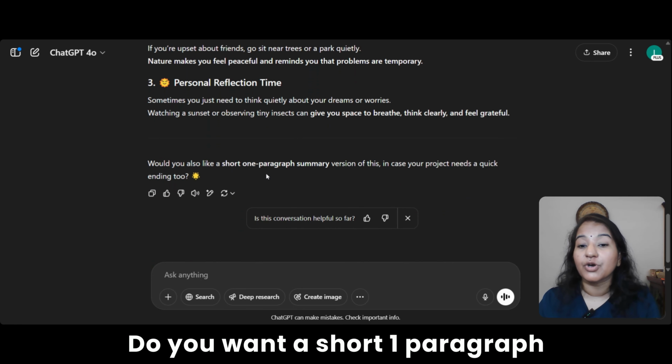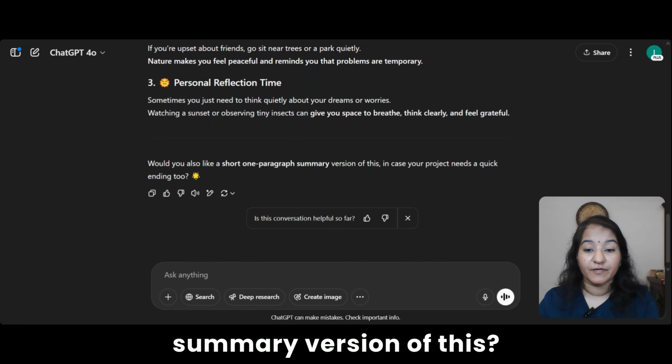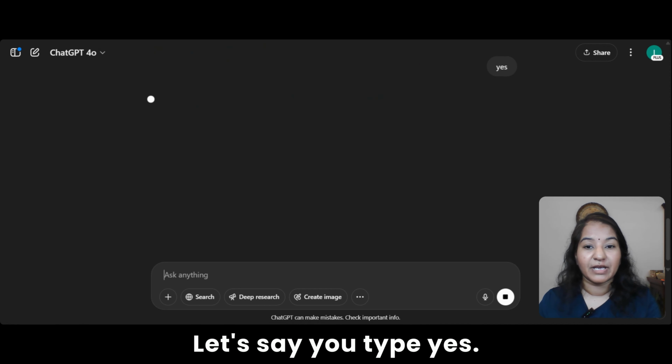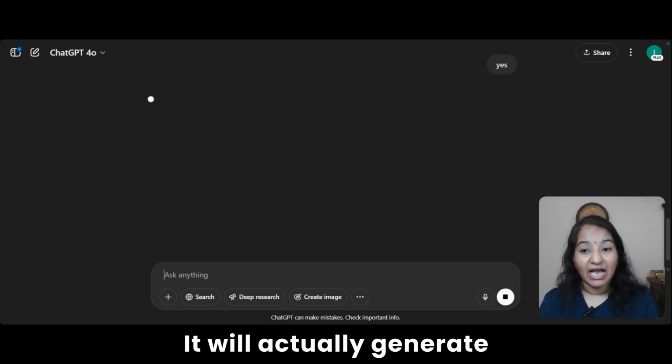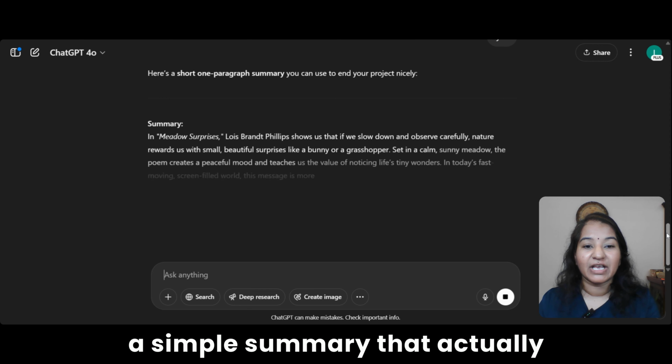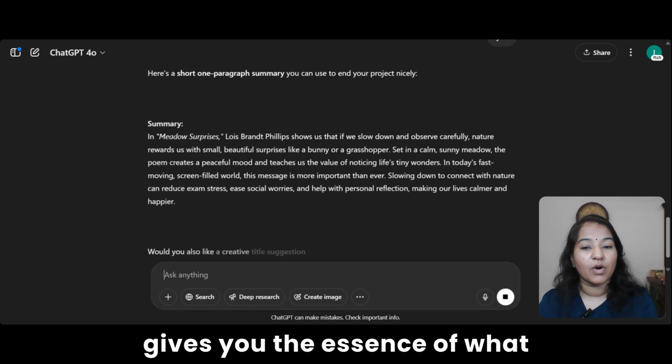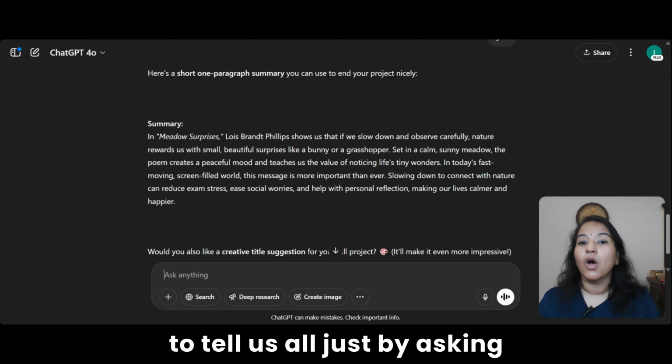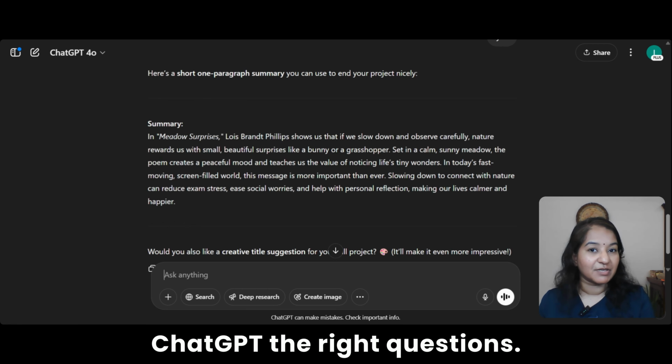And then it also gives you a question: do you want a short one paragraph summary version of this? Let's say you type yes. It will generate a simple summary that gives you the essence of what the poet is trying to tell us, all just by asking ChatGPT the right questions.